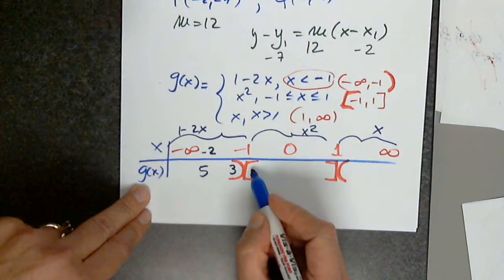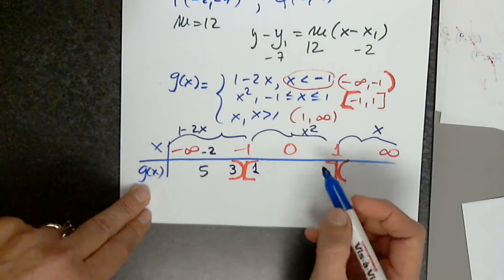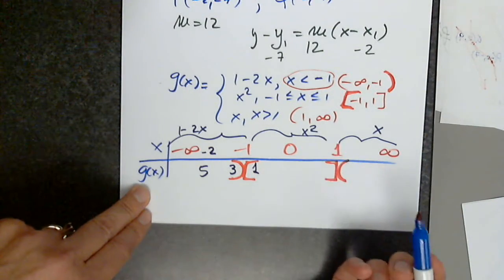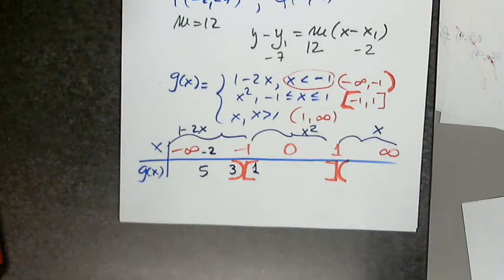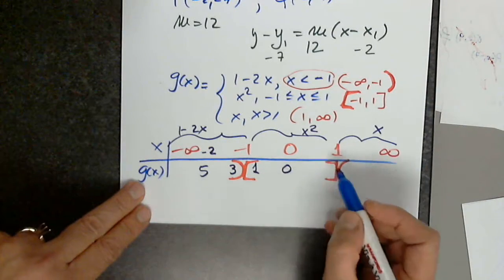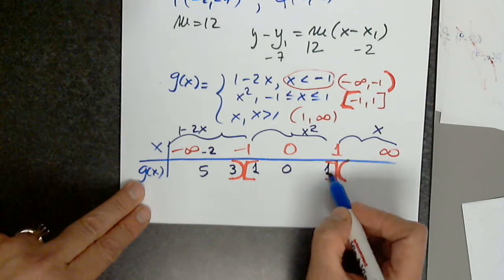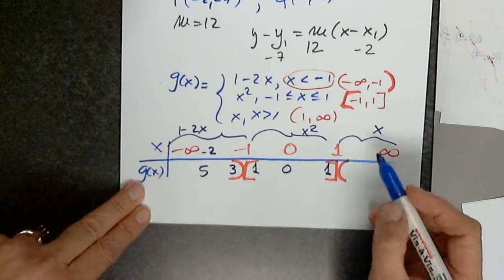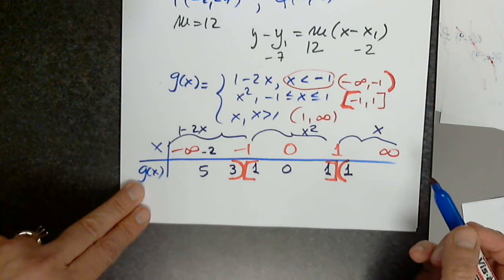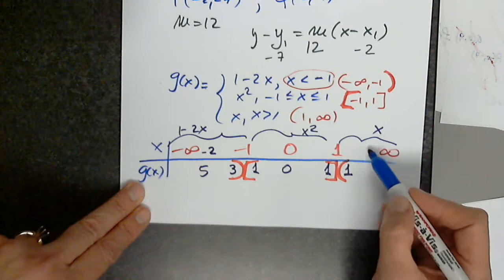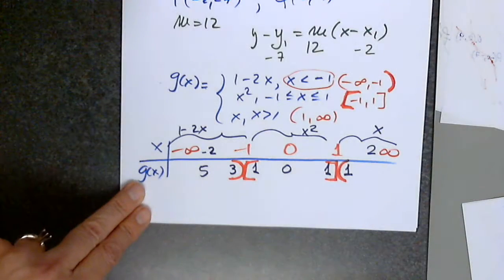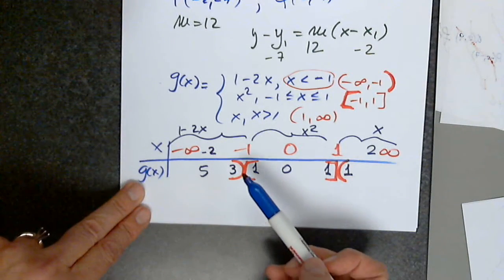What do I get? 1. Plug in 0. It's quadratic. I know how to graph it, right? So 0, and then 1. I agree. What about on the other side? 1 and 2. Very good. Any questions?